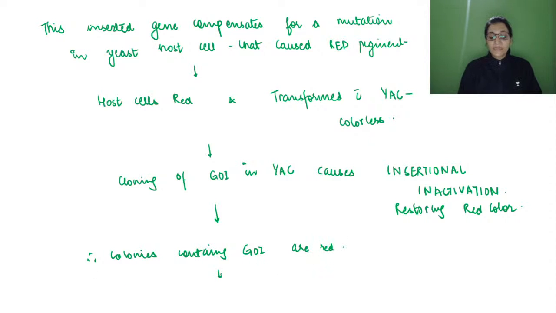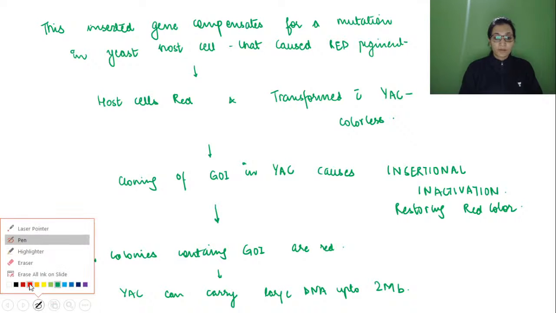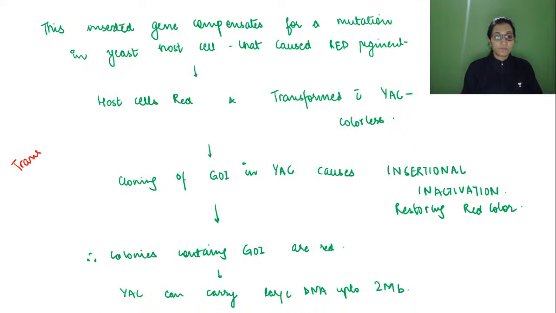Other thing, that the yeast artificial chromosome vector is capable of carrying a very large DNA fragment up to 2 MB. YAC can carry large DNA up to 2 MB, but the transformation efficiency is low. We'll write over here, transformation efficiency is low.